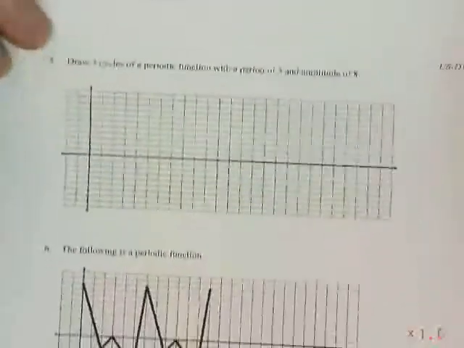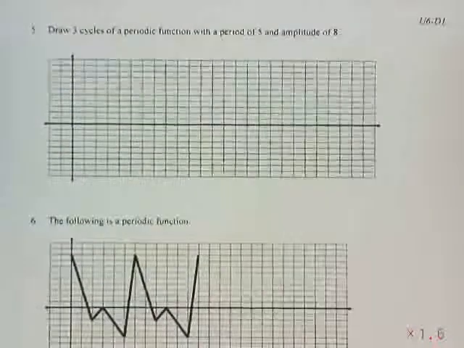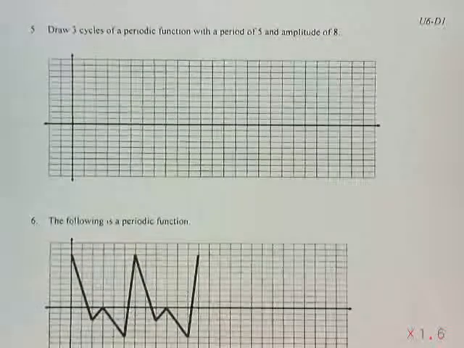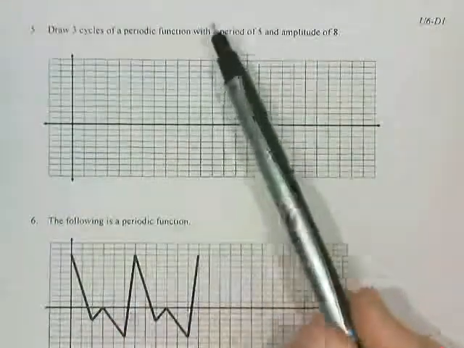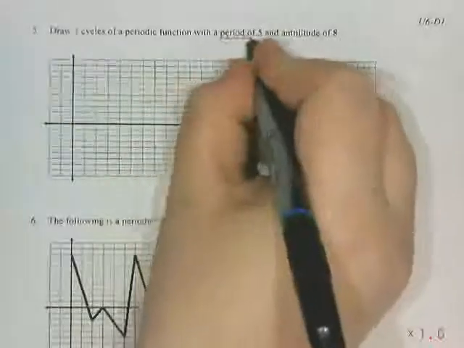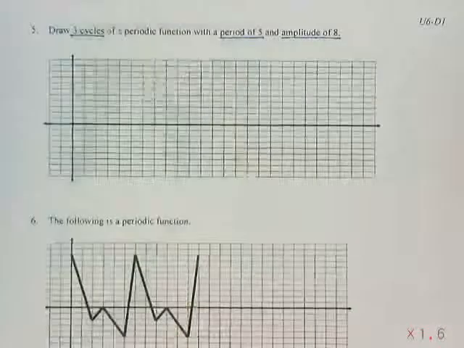So what we're going to do here is kind of the opposite. I'm going to give you some information, and then we're going to draw a periodic function that would match the information. So it says draw 3 cycles of a periodic function with a period of 5 and an amplitude of 8. And so I'm going to highlight all the things that are important.